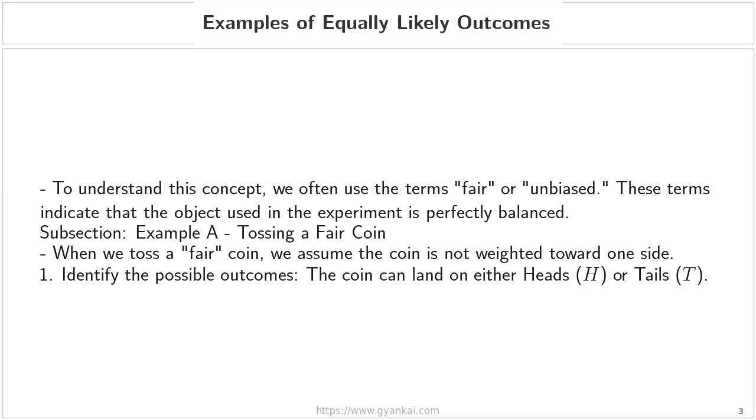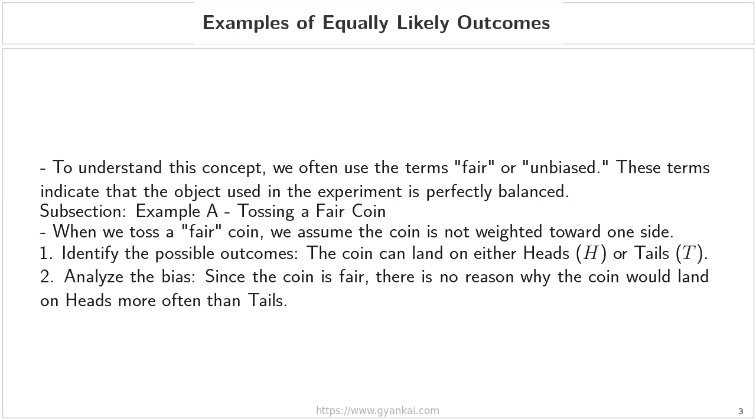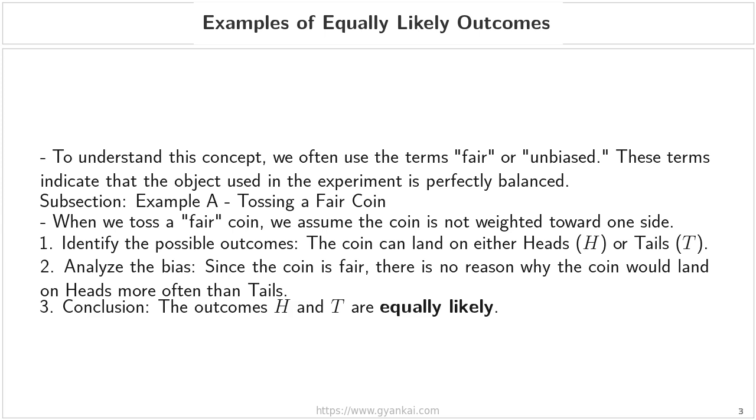First, we identify our possible outcomes. The coin can only land on either heads, which we'll denote as H, or tails, which we'll denote as T. Next, we analyze the bias. Because we've stated the coin is fair, there is no physical reason why the coin would prefer landing on heads over tails. Therefore, our conclusion is that the outcomes H and T are equally likely.